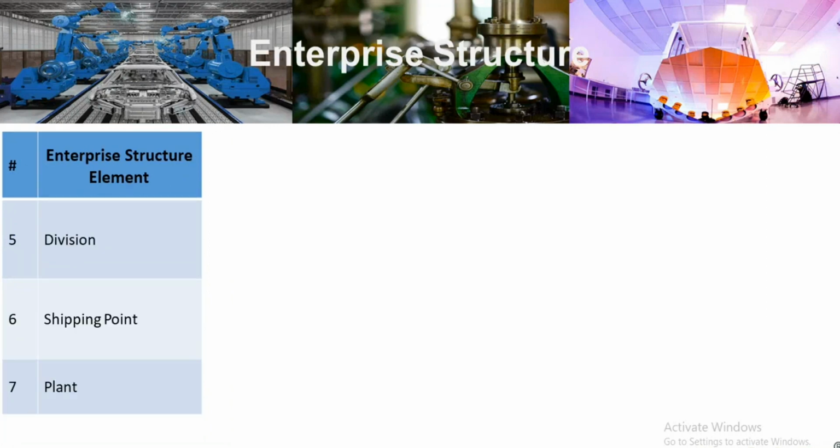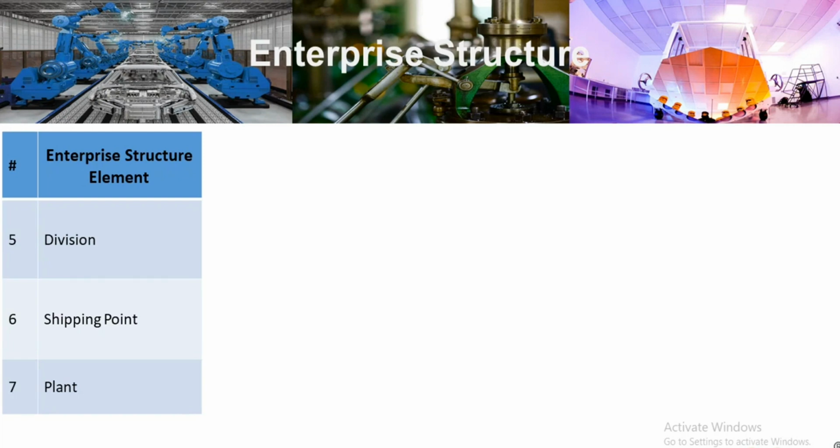And fifth will be the division. What is meant by division? A division is a product group that can be defined for a wide range or aspect of a product, and one sales organization can have multiple divisions, that is, one to many.